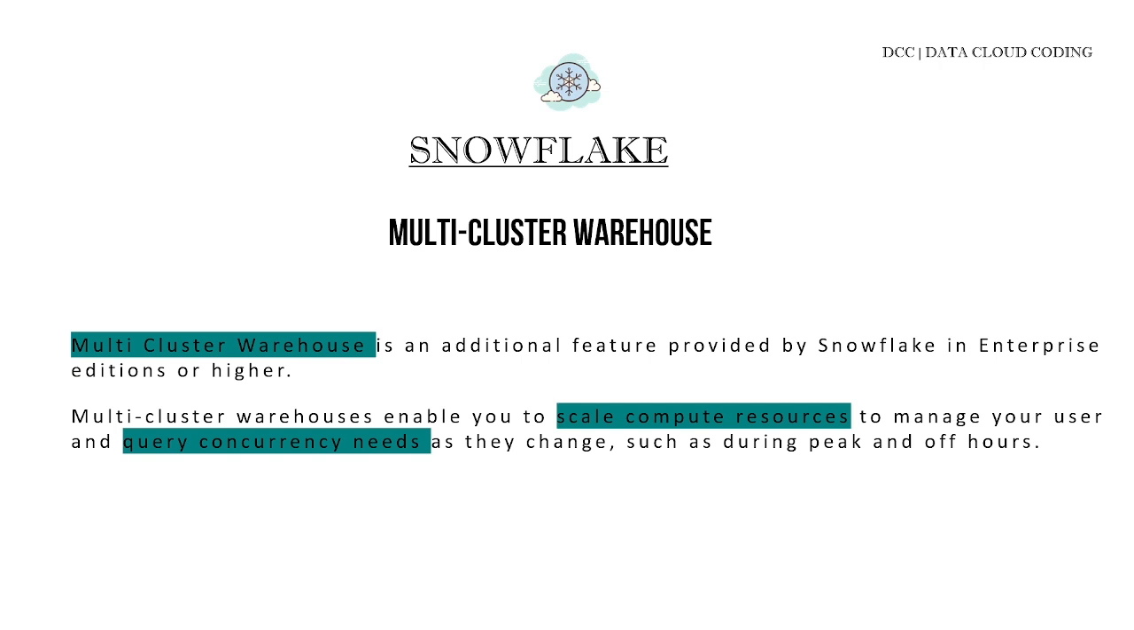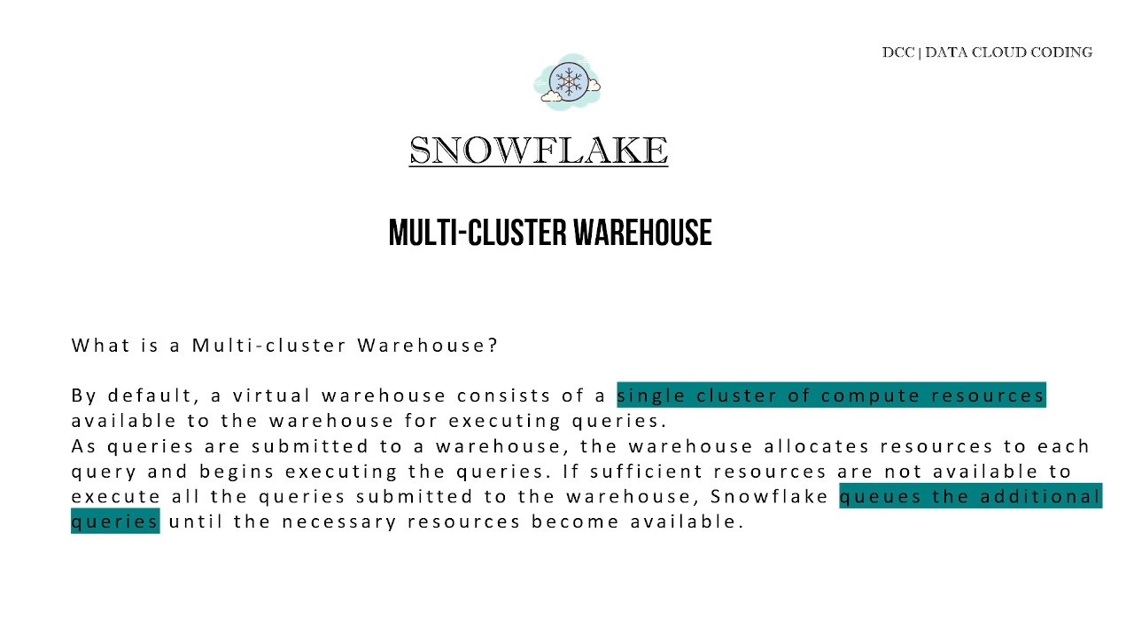Okay, so multi-cluster warehouse enables you to scale your compute resources to manage your user and query concurrency needs as they change, such as during peak and off hours. Okay, so that was the bookish definition. Now let's try to understand that more specifically. So what is a multi-cluster warehouse? By default, any virtual warehouse consists of a single cluster of compute resources for executing queries. And as queries are submitted to a warehouse, the warehouse will allocate specific resources to each query and begin executing the queries. So let's suppose I have a standard normal warehouse.